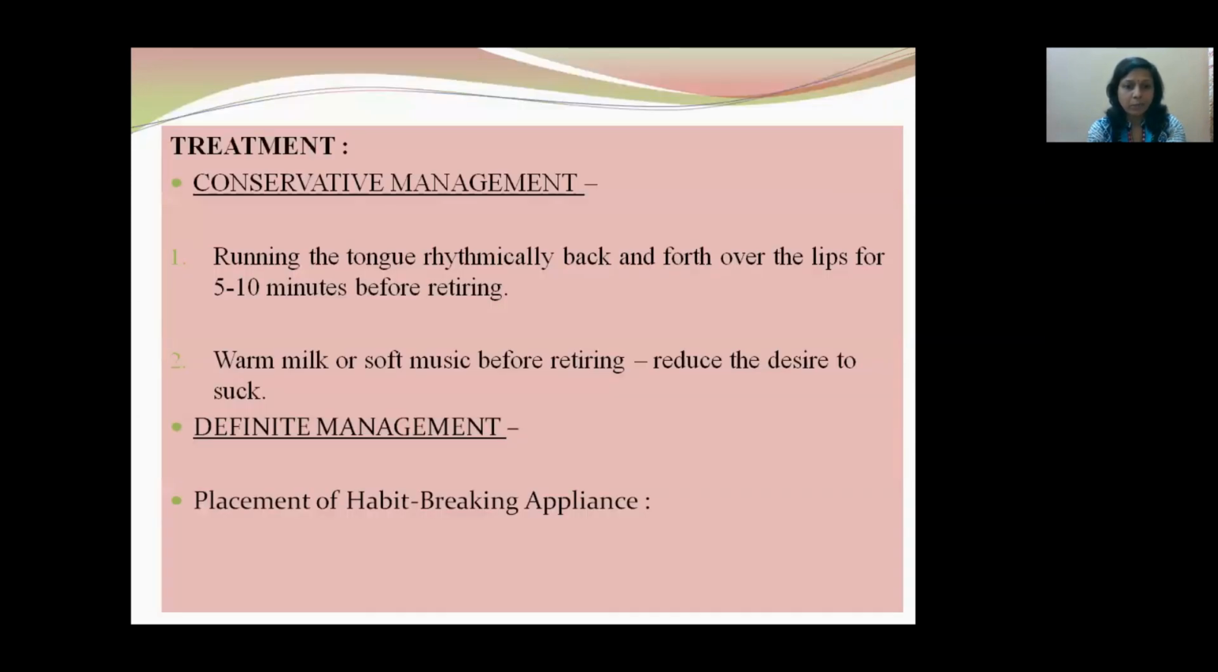Conservative management will include we can ask the patient to run the tongue rhythmically back and forth over the lips for 5 to 10 minutes before retiring. Warm milk or soft music before retiring will also reduce the desire to suck. Definitive management for these sucking habits will include the placement of some habit-breaking appliances.